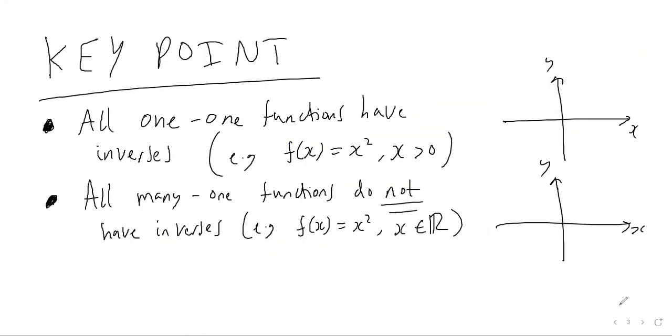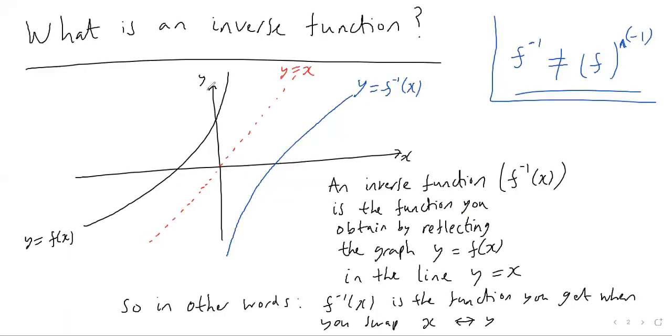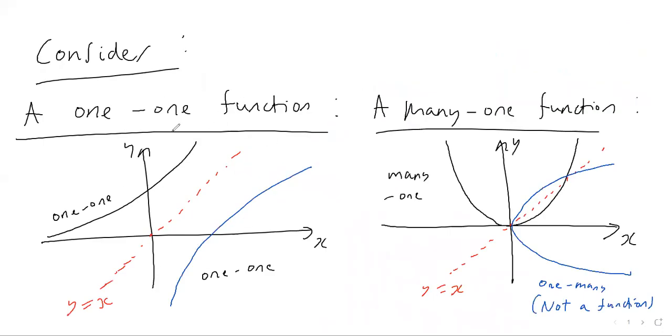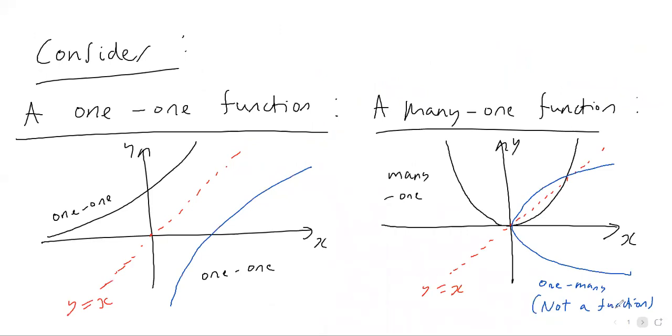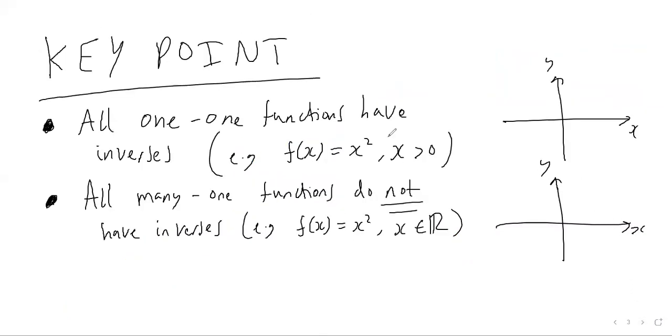A key point to make, which I was trying to allude to at the start of the video, is that one-to-one functions have inverses. Every one-to-one function, like this first example back here, has an inverse. All one-to-one functions have inverses. However, many-to-one functions, like this example here, don't have inverses. So I've written two examples here.